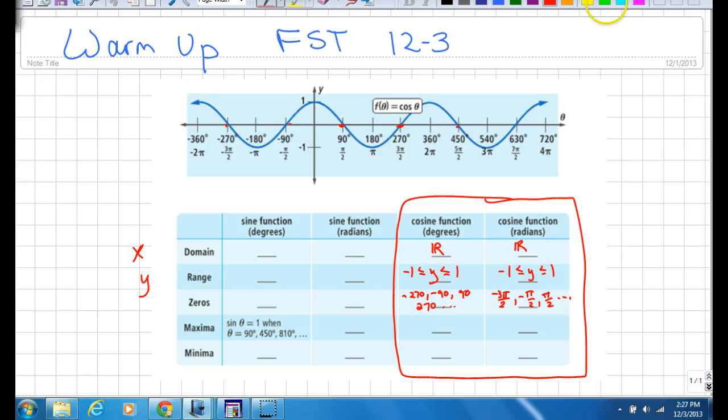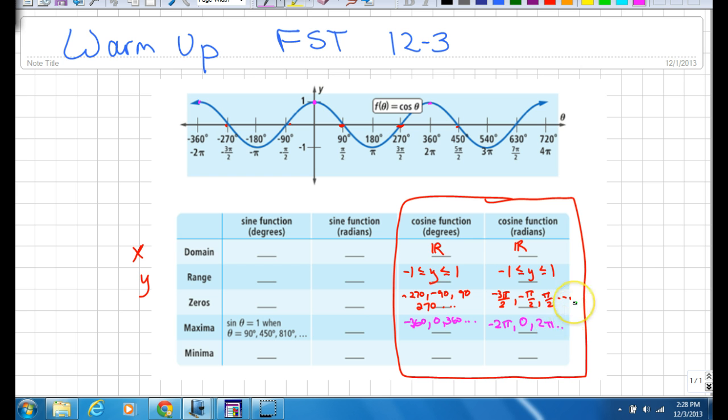Where is it maximum on here? Yeah. Right here is a maximum. Right here is a maximum. Yep. So this would be -360, 0, 360, and so on. What is it in radians? -2 pi.